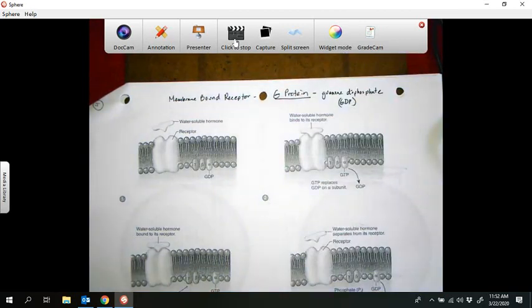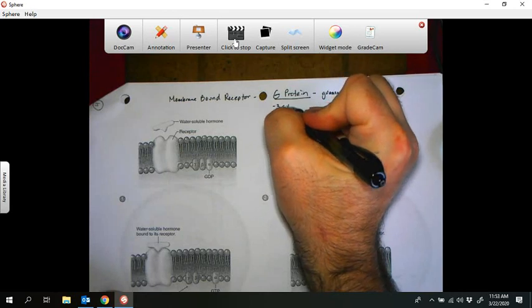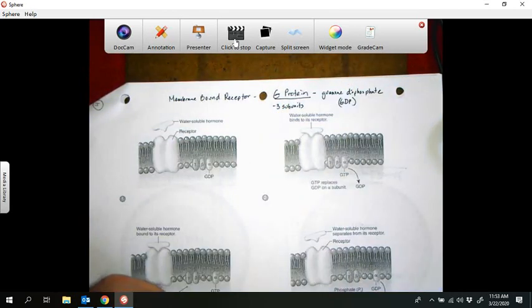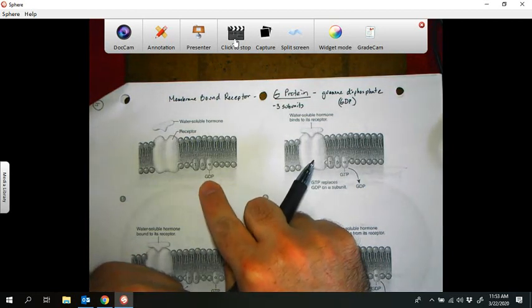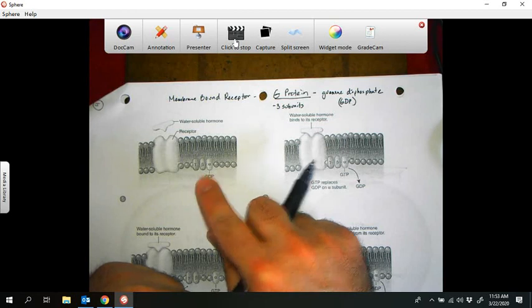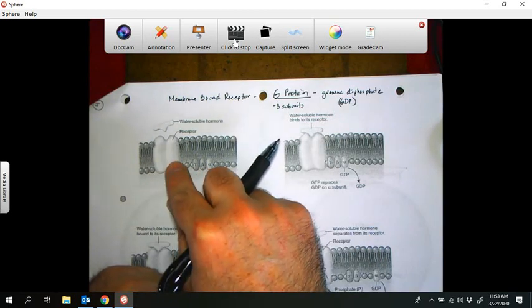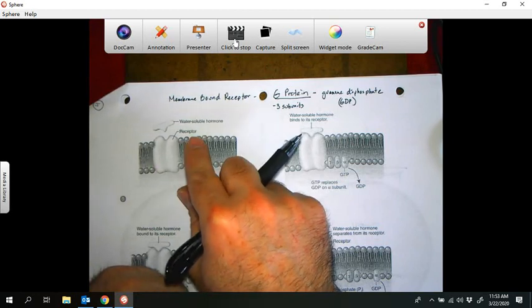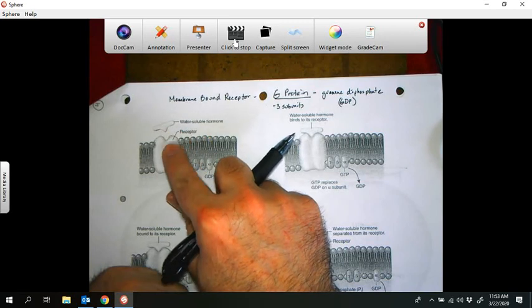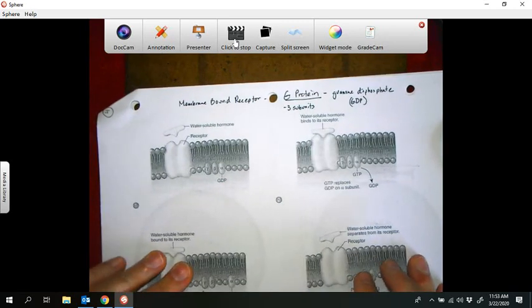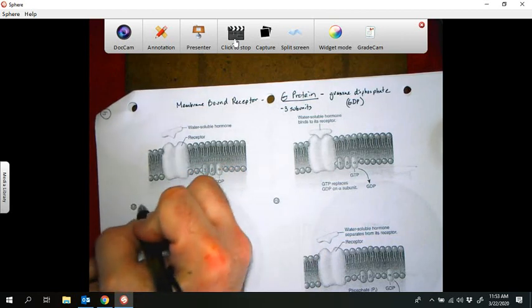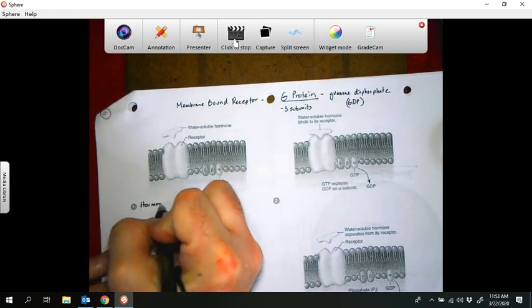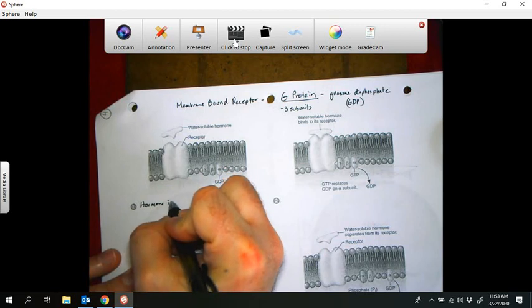So this G protein actually has 3 subunits, and they are given Greek letters alpha, beta, and gamma. And on the alpha protein, as you can see, we have a molecule of GDP. So in the first diagram over here, we have our receptor, and it's membrane bound, so it spans the membrane. And we have a water-soluble hormone that can attach to this receptor. So the hormone is not bound to the receptor.